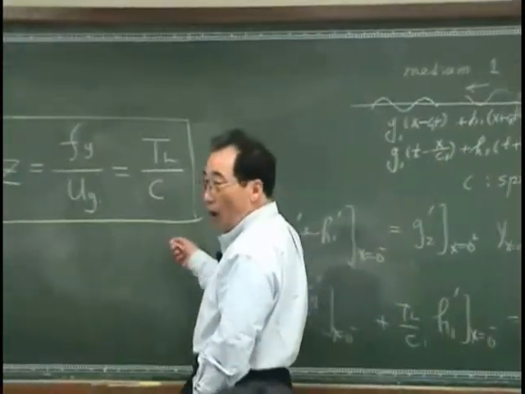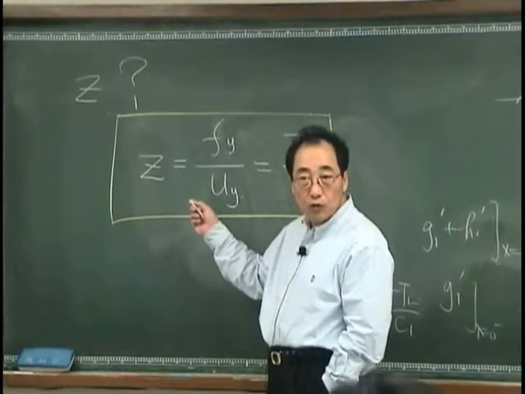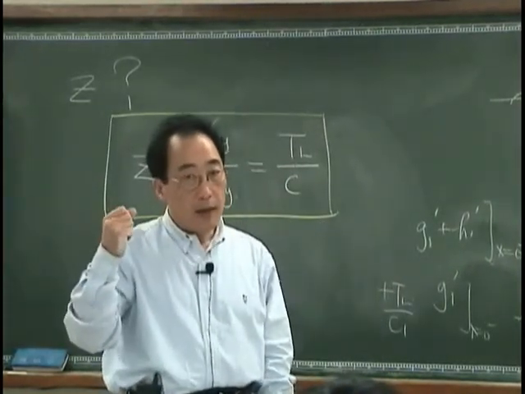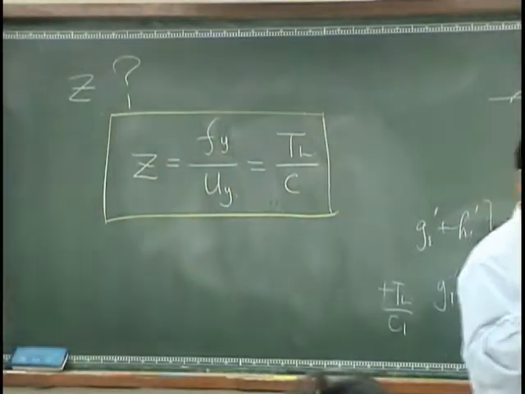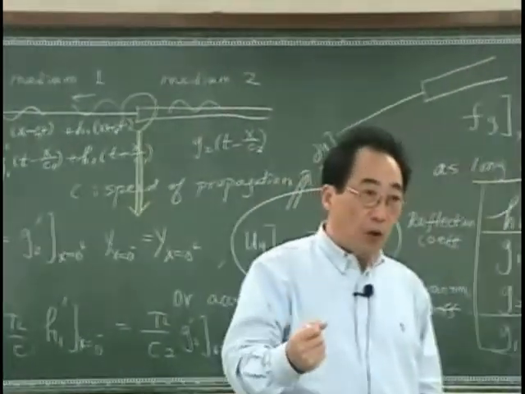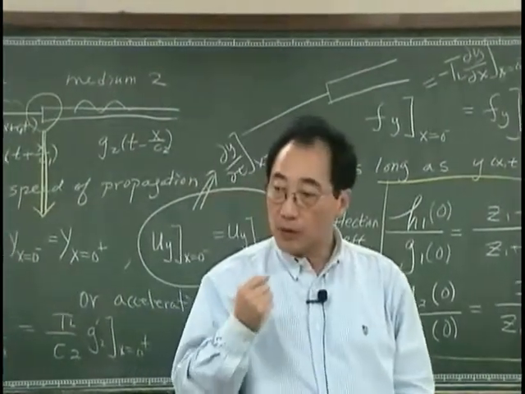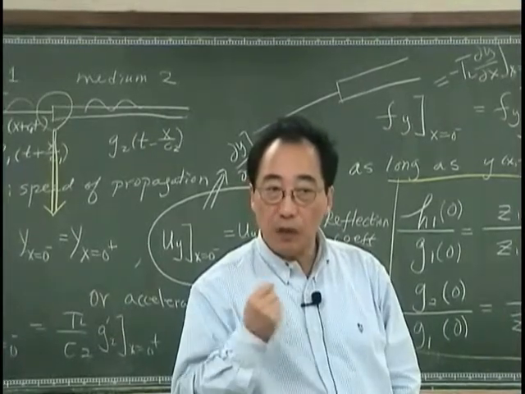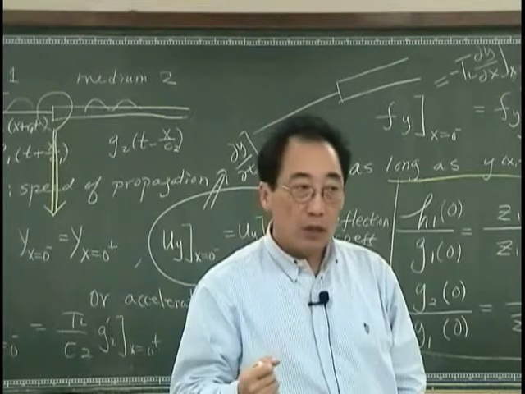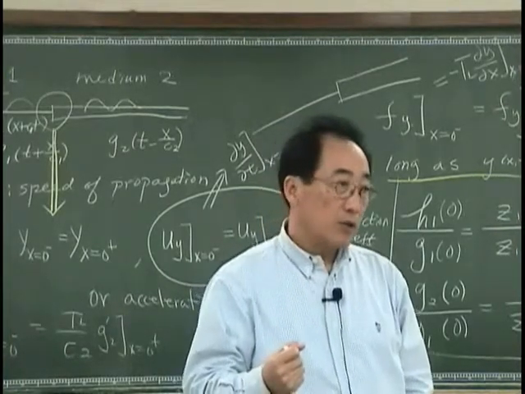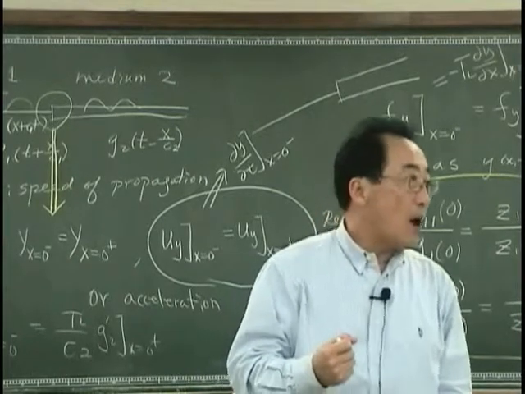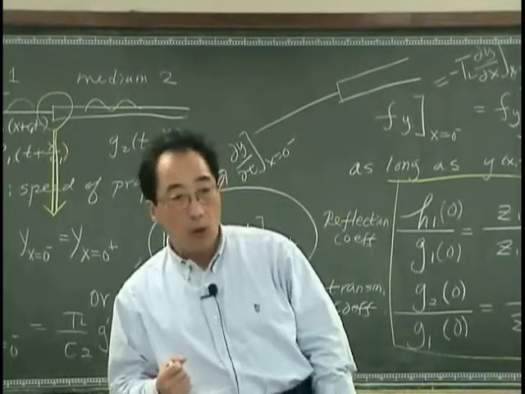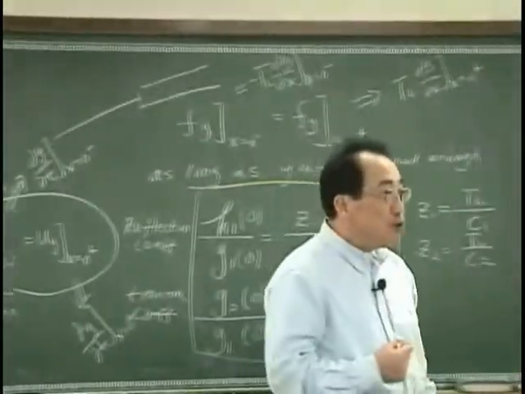What does it mean? Oh, impedance is how much force is required to have a unit velocity. If impedance is big, that means I need a lot of force to get unit velocity. If impedance is infinity, that means I need an infinite amount of force to get unit velocity. Or I could say, if impedance is infinity, then there is very small or no possibility to move the point.